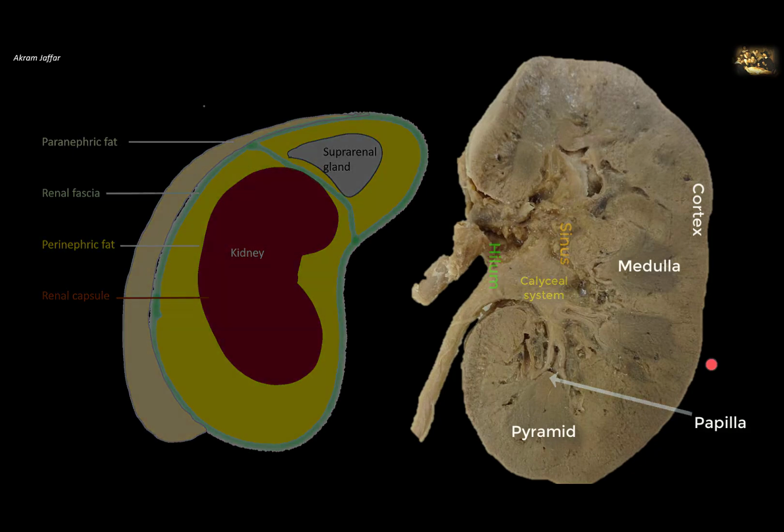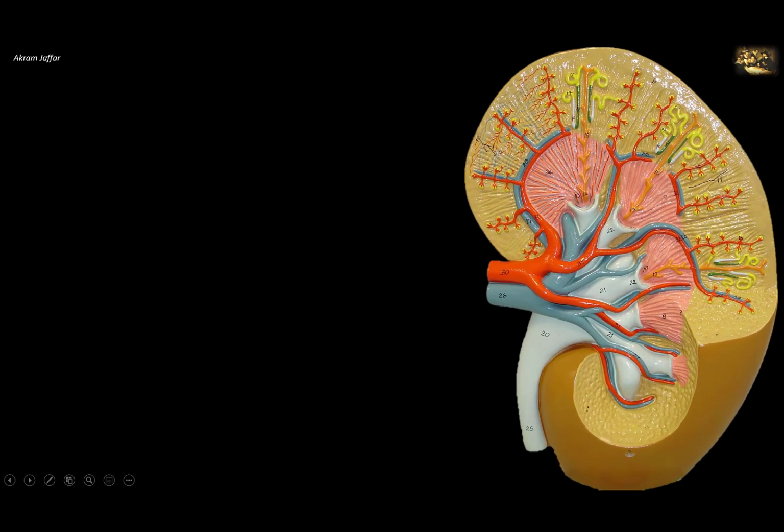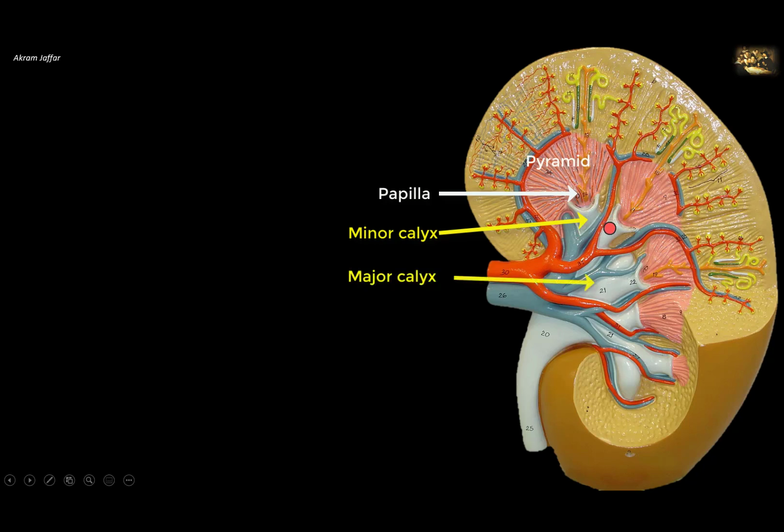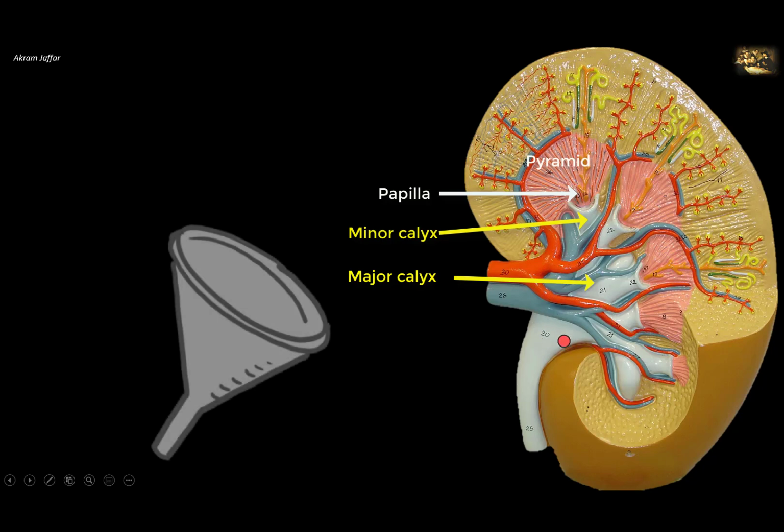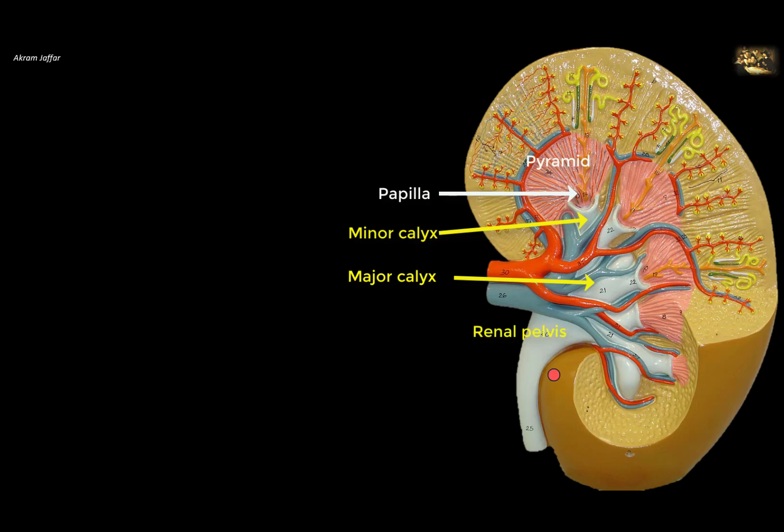So let's look again at the drainage system in this plastic model. You can see that it starts at small cup-shaped structures into which the renal papilla, which is the tip of the renal pyramid, projects. These cup-shaped structures are called minor calyces, small calyces, small cups. Two or three minor calyces form a large cup, the major calyx. Two or three major calyces form a funnel-shaped structure which is called the renal pelvis, or the pelvis of the ureter, and this narrows down to form the ureter. The junction here is called the pelvic ureteric junction.